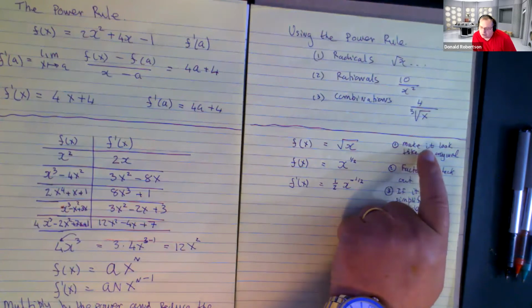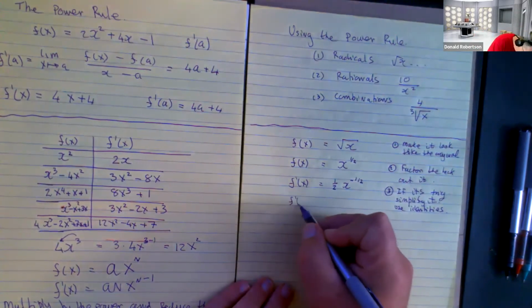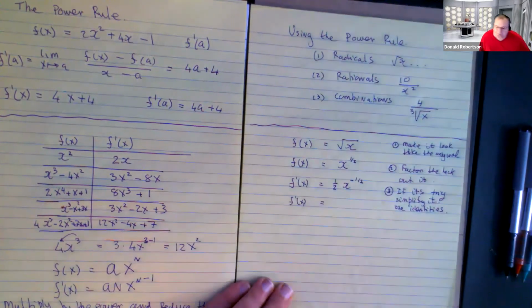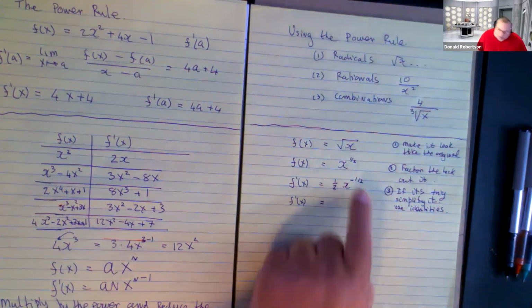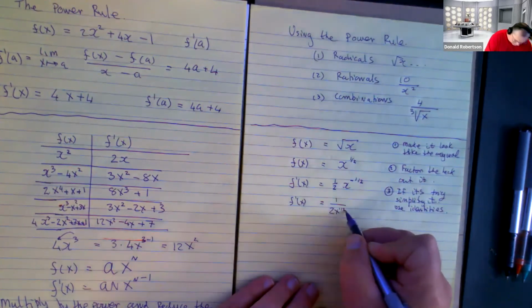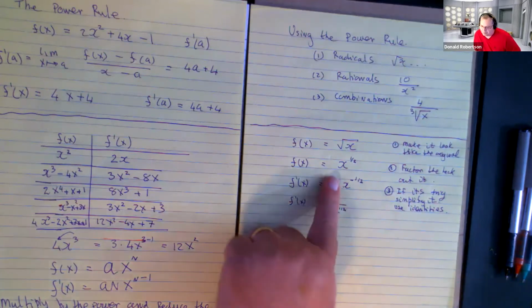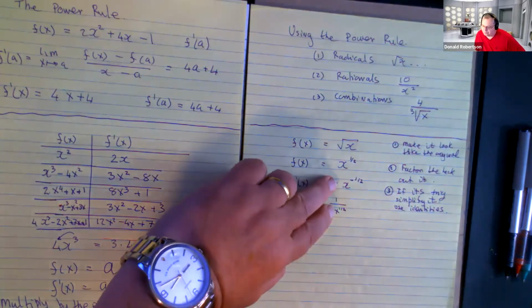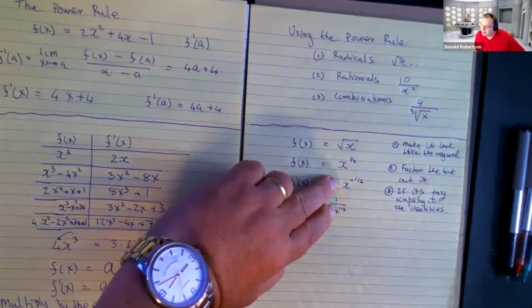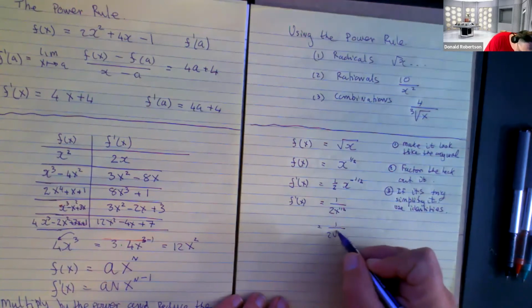Most of the time, you're going to be using rule 1, make it look like the original, which means you're going to have to think back to algebra. A negative power is the same thing as a positive power on the bottom. Are you comfortable with x to the negative a half is 1 over x to the half? Right, cover this bit up. Agreed? X to the negative half is that. And then you should be able to say 2 square root of x.